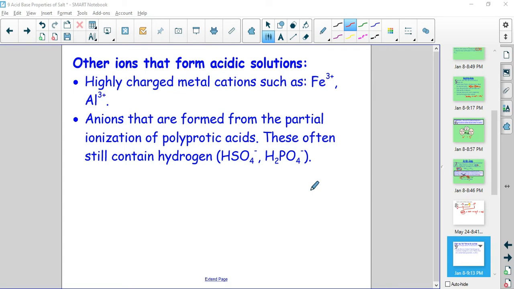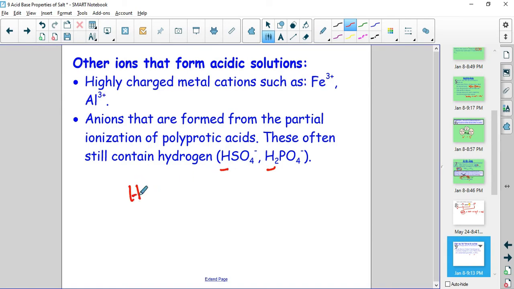There are other ions that form acidic solutions we're not going to focus on too much, but it's important to say. So highly charged metal cations, right? Again, you can see that these are often found in the transition group, but iron, aluminum, for example, they can form acidic solutions. And ions that are formed from the partial ionization, not complete, remember complete are neutral ions, so ions that are formed from the partial ionization of polyprotic acids, these often will still contain a hydrogen, so it's not too difficult to remember how this will behave. So this will form acidic ions as well.